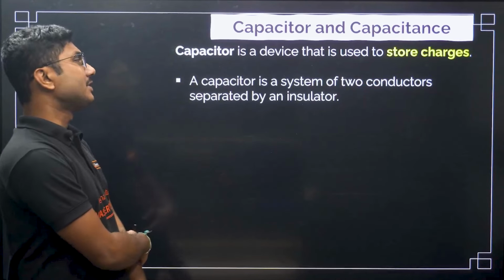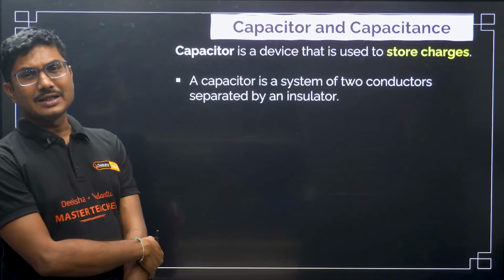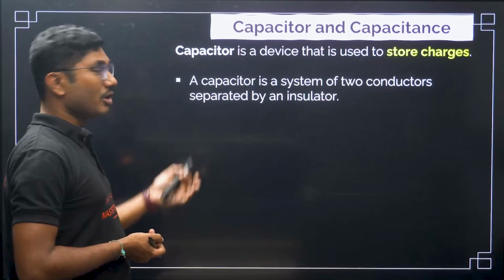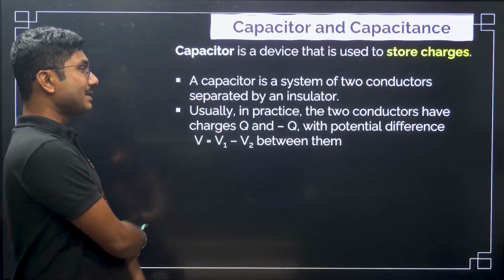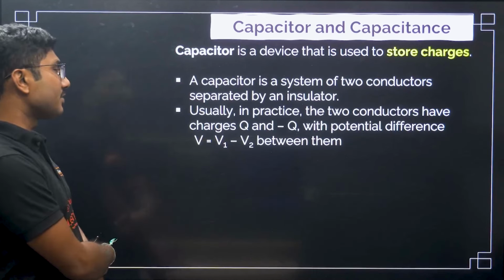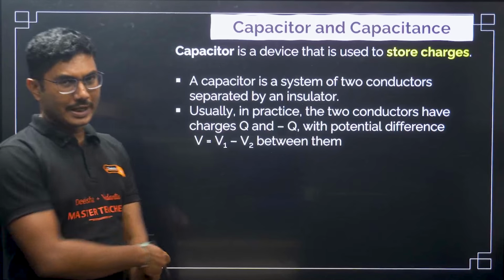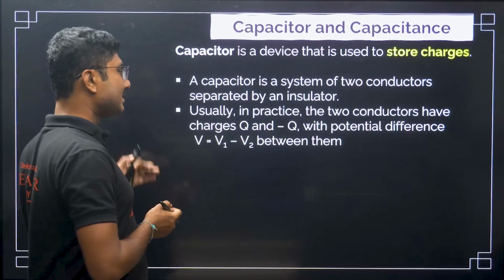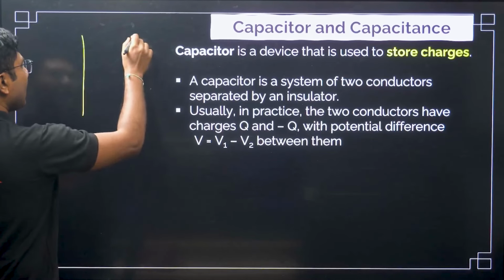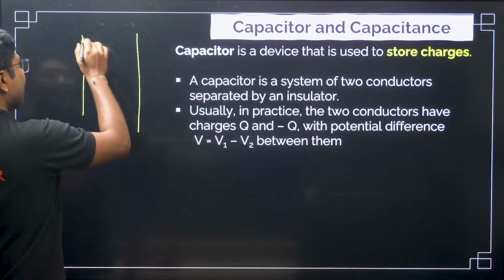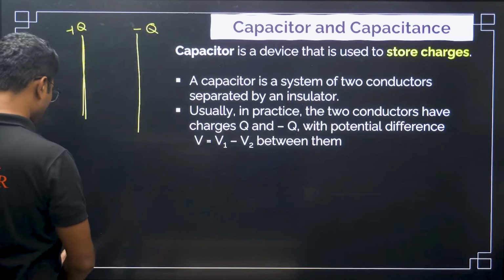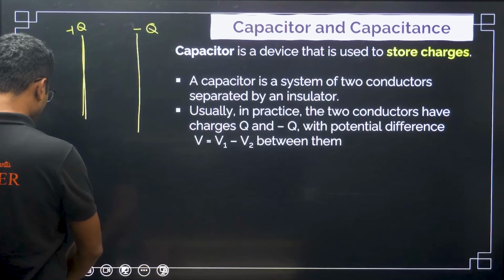A capacitor is a system of two conductors separated by an insulator. So, two conductors separated by an insulator are called a capacitor. Usually in practice, the two conductors have charges Q and minus Q with potential difference V equals V1 minus V2 between them. So, there is a potential difference and there are some charges. Capacitors are generally represented like this. If the charge on this plate is Q, the charge on the other plate will be minus Q. It is always the case.